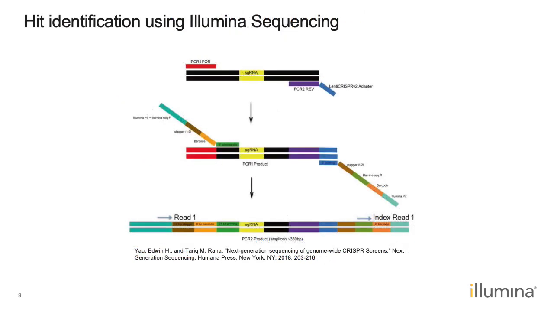Now let's move on to discussing how we perform hit identification. Or in other words, how do we quantify the guide RNAs present after our positive or negative selection step? And so like we mentioned previously, this is going to require downstream NGS as a readout. And there are a few ways to get the pool of knockout cells ready for sequencing on an Illumina instrument. However, one of the most common methods is via amplicon PCR.